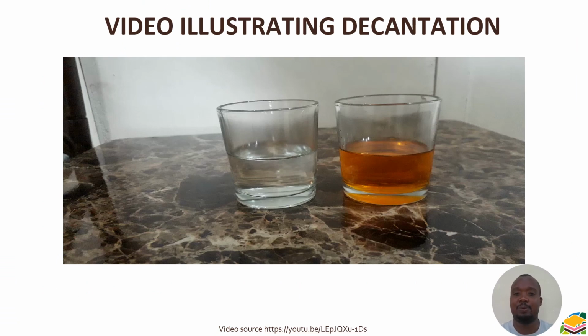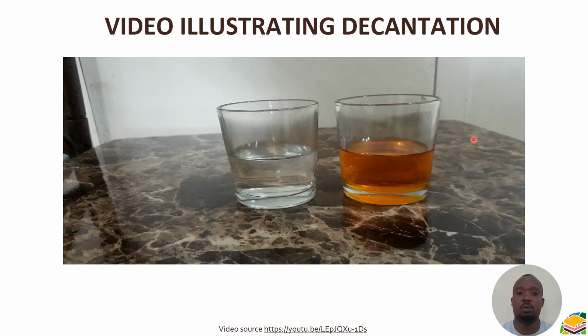Okay, so I've taken you through the general process of decanting. We have looked at the description of decanting. We have also looked at examples of where you can apply this process of decanting, even the materials which you can use in decanting. Having done that, therefore, let us watch the video. This video is just illustrating the process of decantation. So I'll take you through the video, then you will see what I've been explaining here. So let us watch the video.